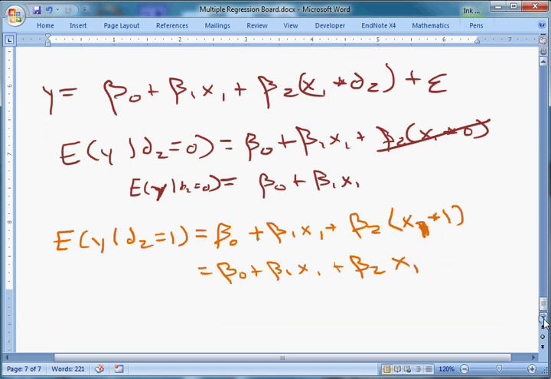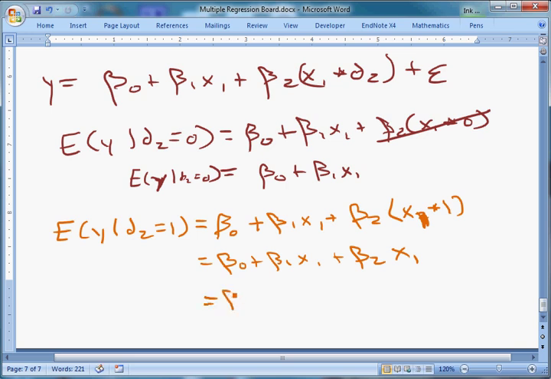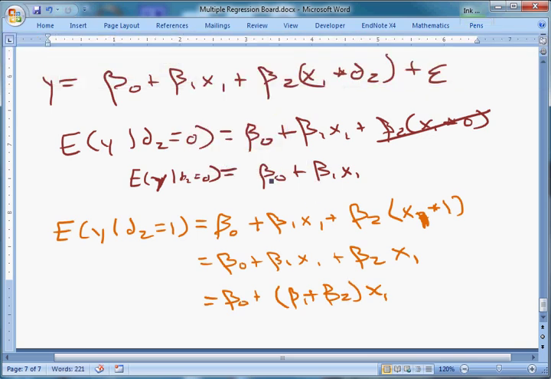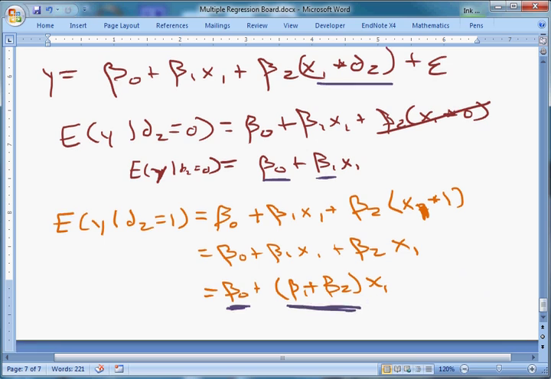Now, if we want to group like terms, this becomes beta 0 plus the quantity beta 1 plus beta 2, times x1. So what we've done here, before we were shifting the intercept. When we were looking at the apartments, we were shifting the intercept term. But here you can see the intercept is the same. What we've done now is we've used the dummy and an interaction to change the slope. The slope for the group that pays with cash is just beta 1. But the slope for the people who pay with a credit card is beta 1 plus beta 2.